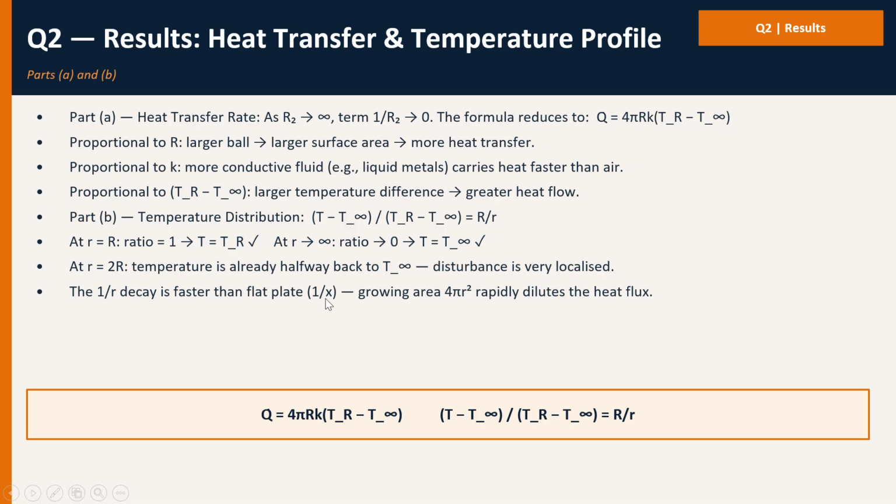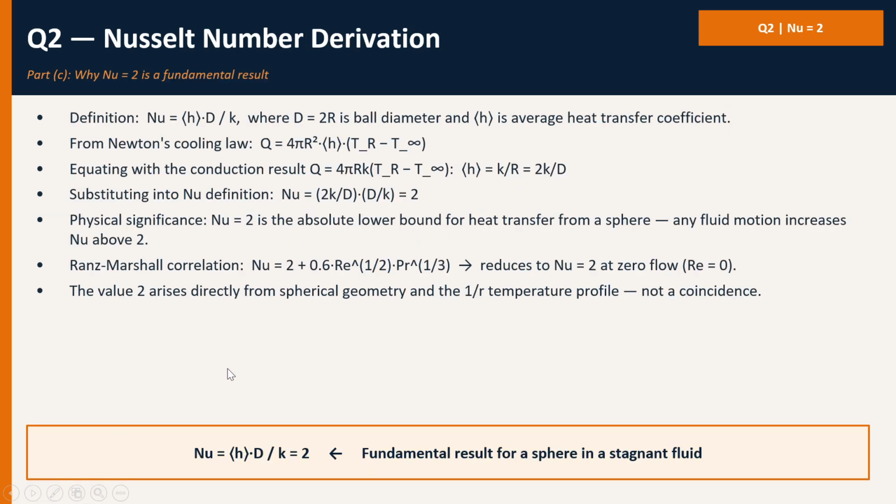1 by R decays faster than a flat plate. The comparison is also shown here. So these are the results. Okay, moving on to the next slide.